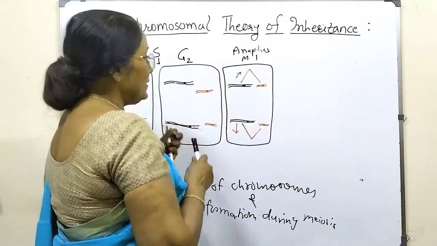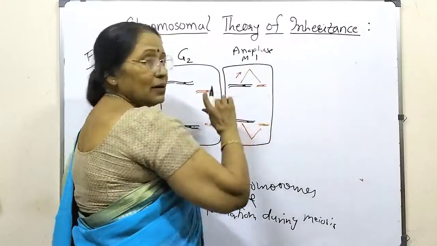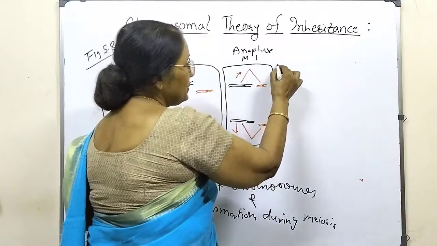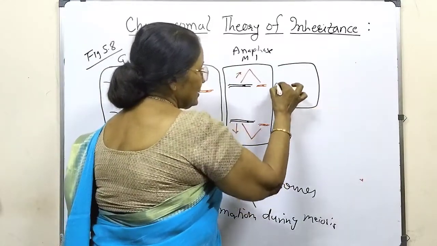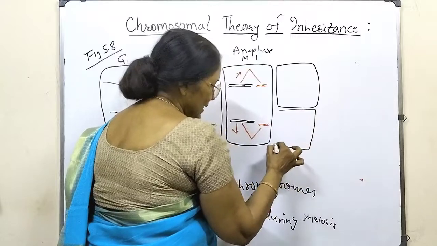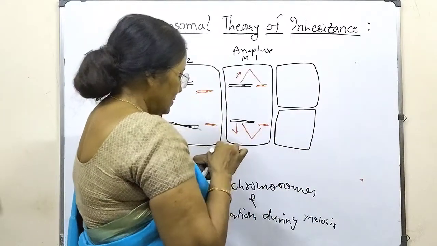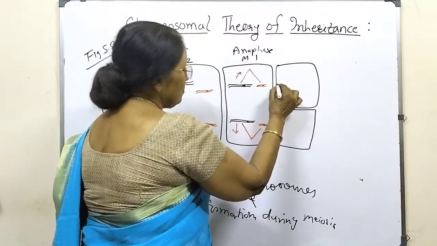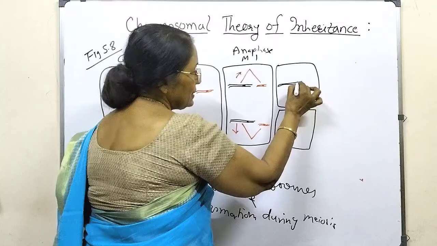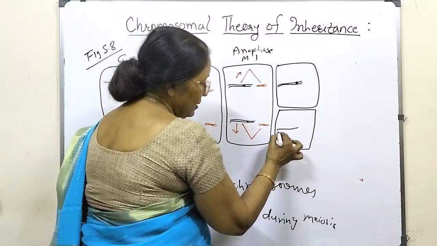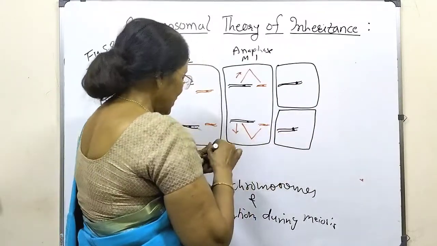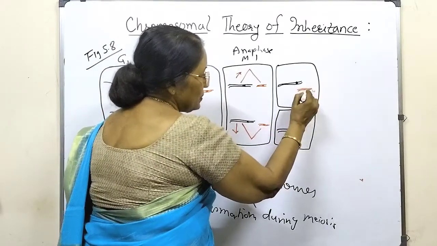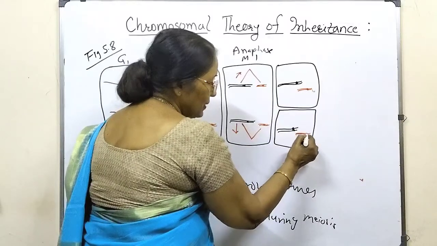So after anaphase 1, what will happen? Two cells are formed. So we draw the two cells. ये एक सेल और ये दूसरा सेल. क्या है इसमें? One is having this one large one, this chromosome. This is also having one large one and everyone is having the other chromosome also. So this and this.